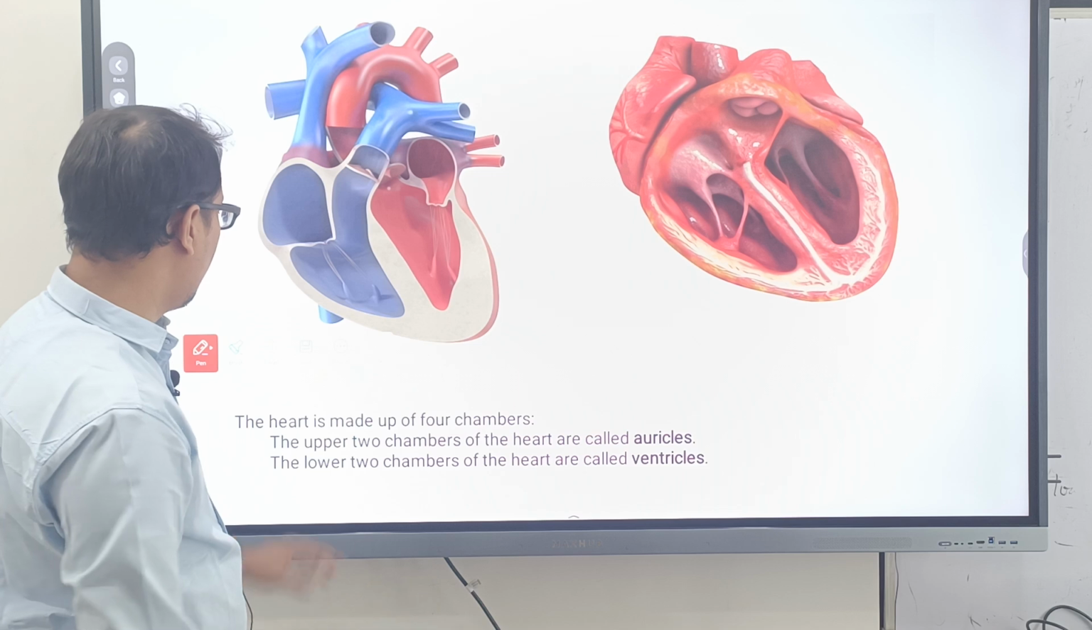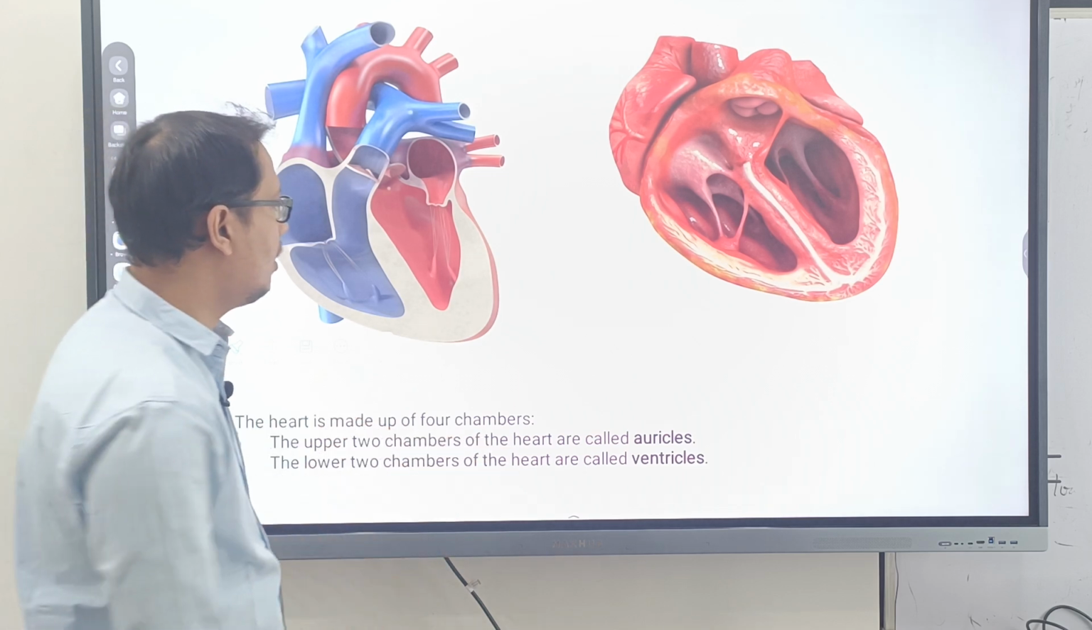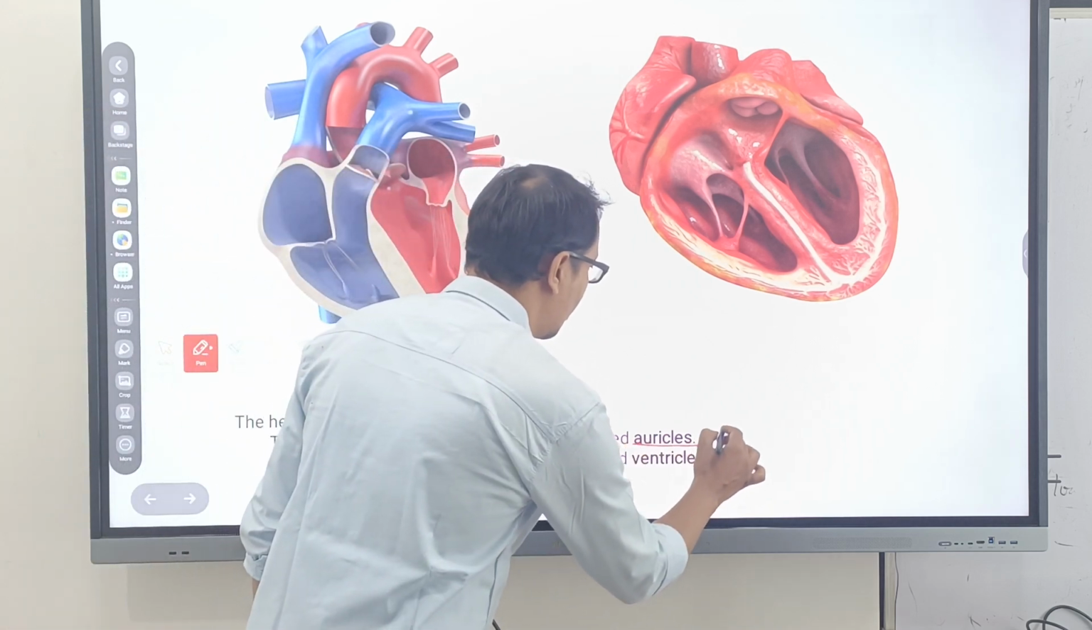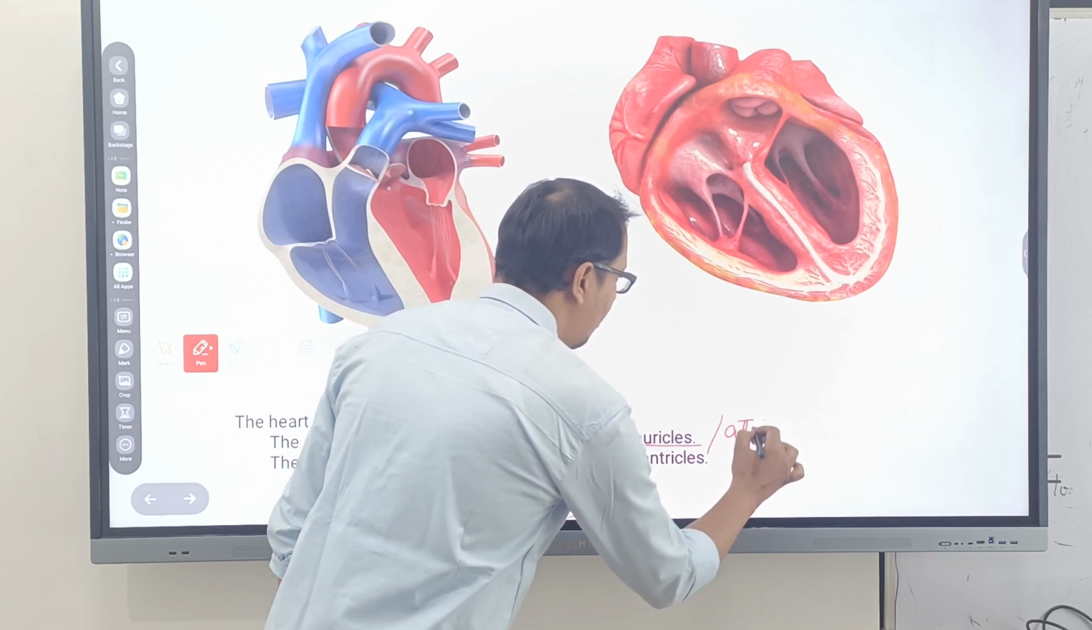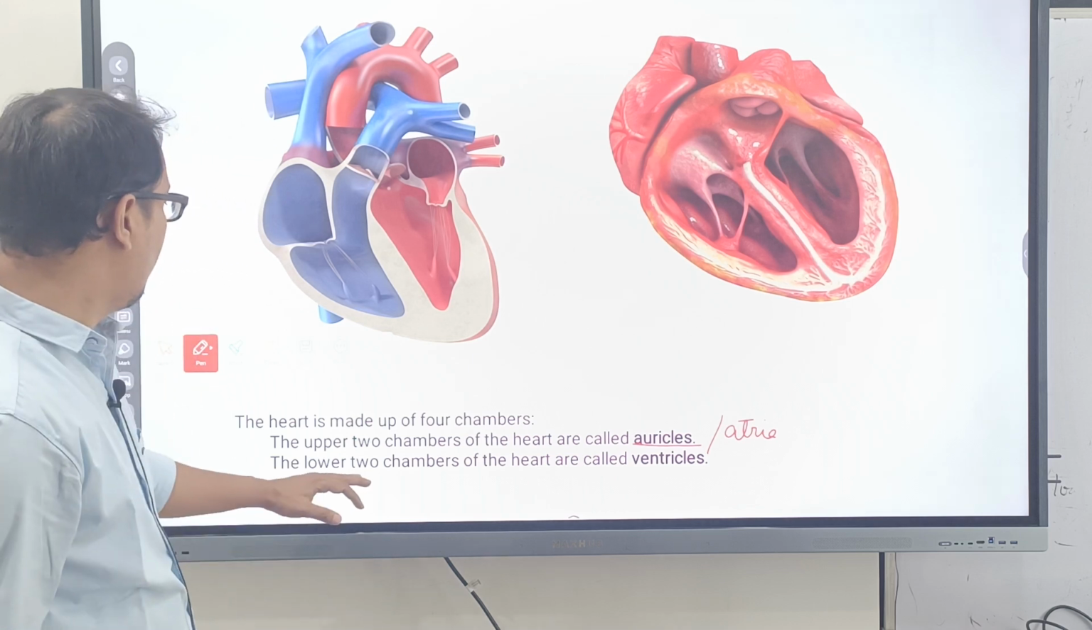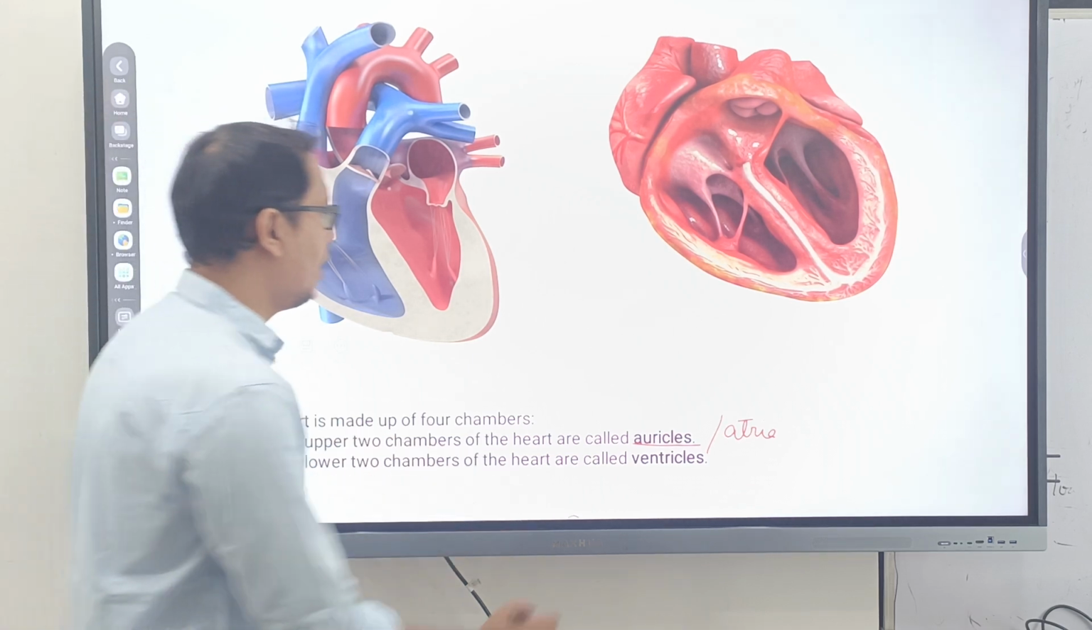It is already said that the upper 2 chambers of the heart are called auricles or atriums. Okay, it's also known as atrium or atria. Atria is a plural form. Okay, and the lower 2 chambers of the heart are called ventricles.